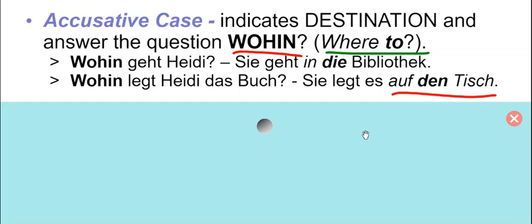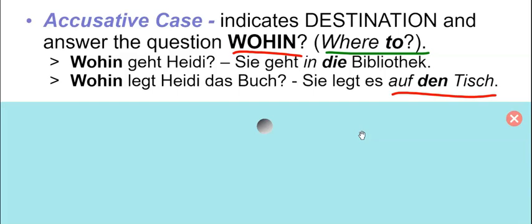So, wohin geht Heidi? Where's Heidi going? Sie geht in die Bibliothek. She's going into the library. She's not at the library, but she's going to go there, right? She's going into it. Wohin legt Heidi das Buch? Sie legt es auf den Tisch, right? She's laying it on the table. It's not on the table yet, but she's going to put the book there.